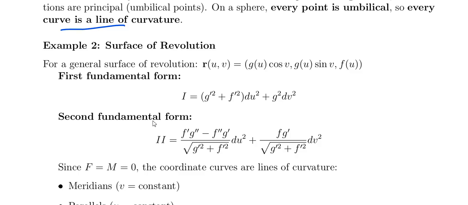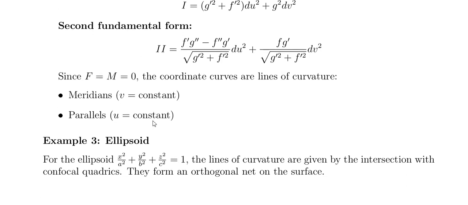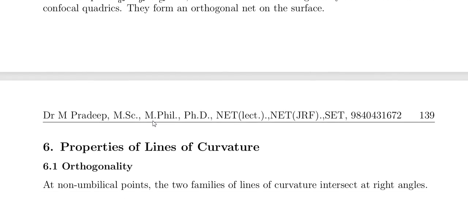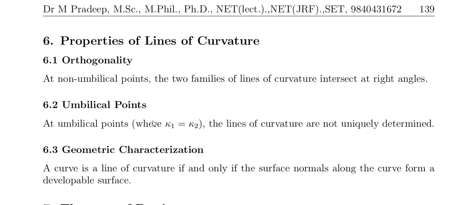And the surface of revolution, that is r of u, the general surface of revolution formula. From that we find the first fundamental form and second fundamental form, and the ellipsoid.